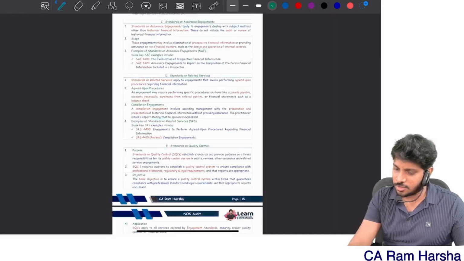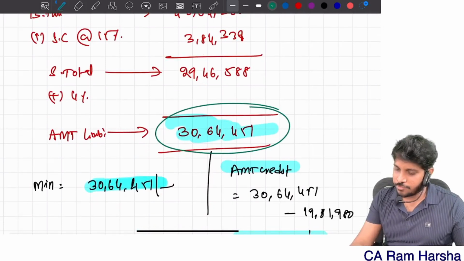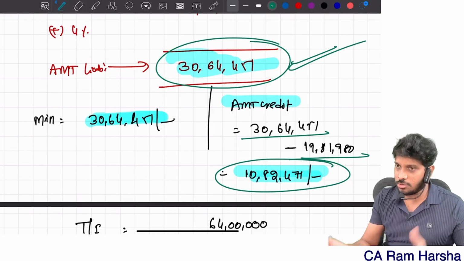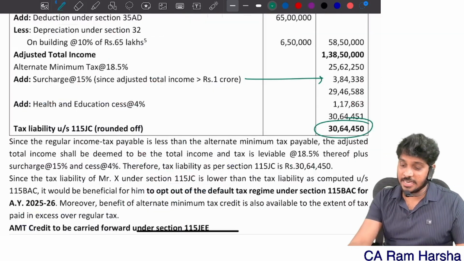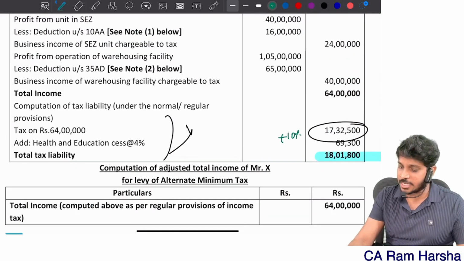For us also the same answer, no? 30 lakh 64,450. Perfect. Then AMT credit minus this one is equal to the tax. Are you clear? That's it. They did wrong calculation in the book. Surcharge they did not add here. Here they are supposed to add 10% surcharge. Then with 4% cess, this answer would have been different.